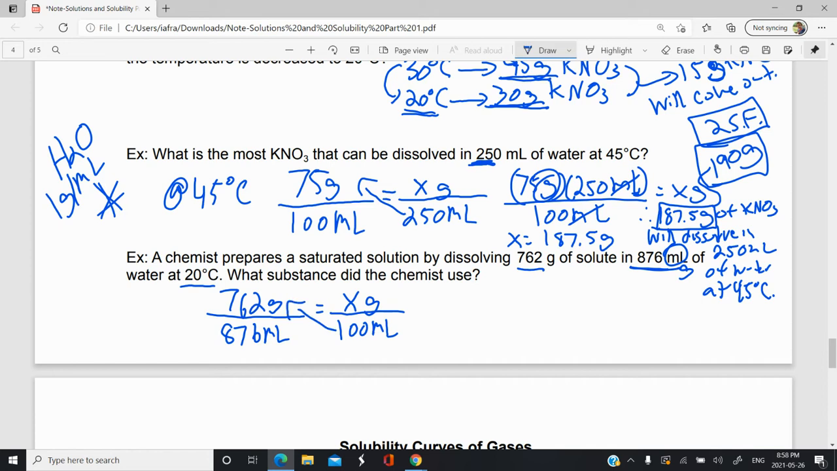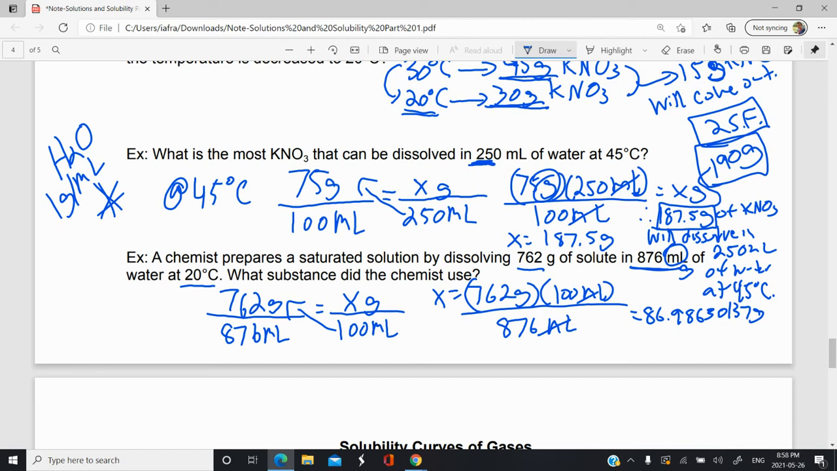So I'm going to cross multiply, and I'll get that X is equal to 762 grams times 100 mils over 876 mils. Cancel those out, and so you'll get 762 times 100 divided by 876, and you get approximately 86.986. I'm going to put all my digits, 30137 grams in 100 mils at 20 degrees.